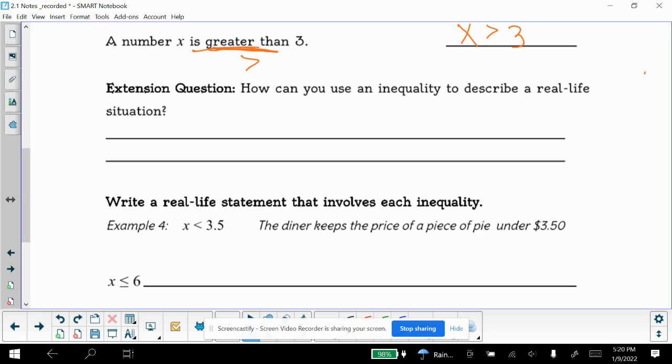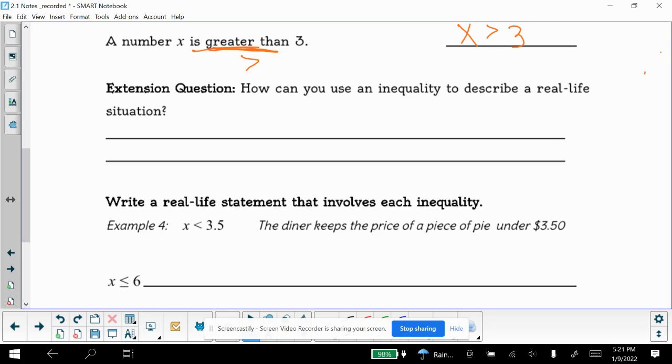All right, so let's take a look at these examples down here. Write a real life statement that involves each inequality. So our first example is x is less than 3.5. And my example phrase that you could use is a diner keeps the price of a pie under $3.50. So you can change that to money. In this case, I had 3.5. I changed it to $3.50. Same idea. It's still 3.5.